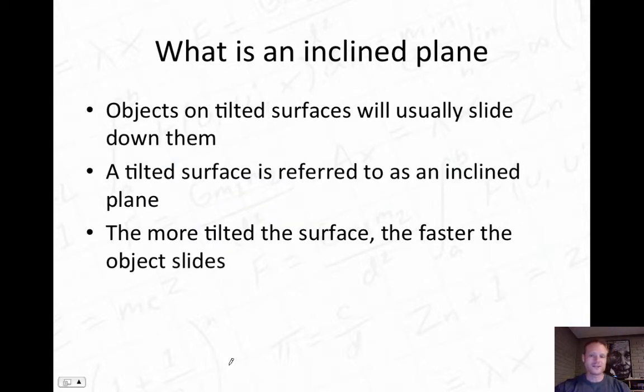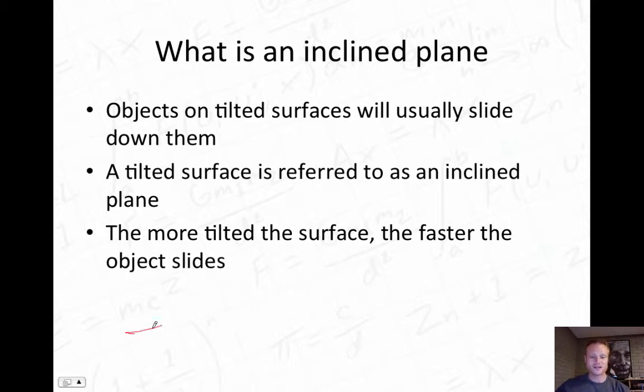What the heck is an inclined plane? Well, basically, an inclined plane is a surface that's tilted relative to a horizontal surface. Typically, if you put an object on a tilted surface, it starts to slide down. This is probably just common sense, but I'll say it anyway: the more tilted a surface is, the faster the object slides.